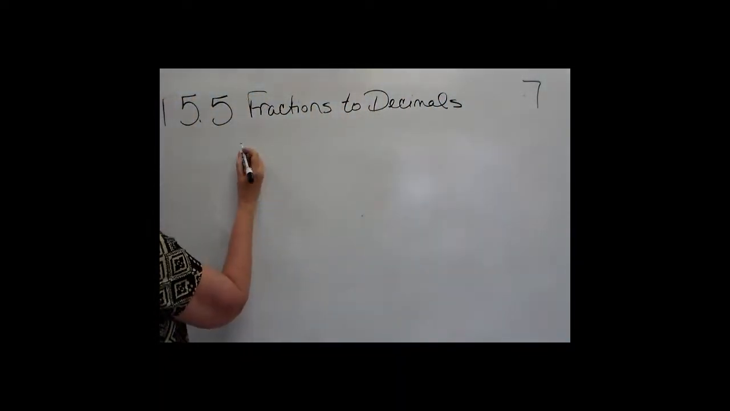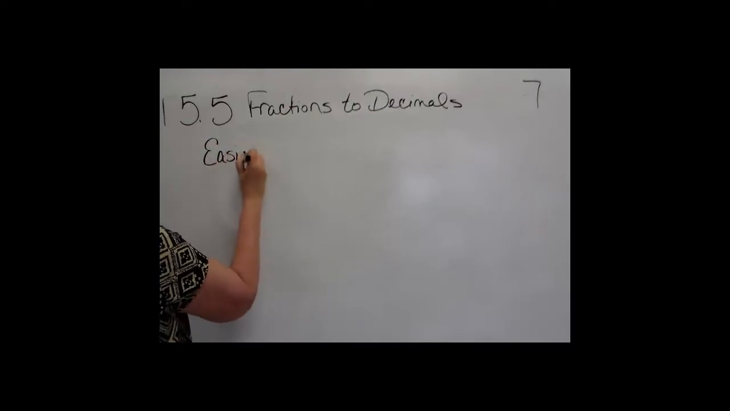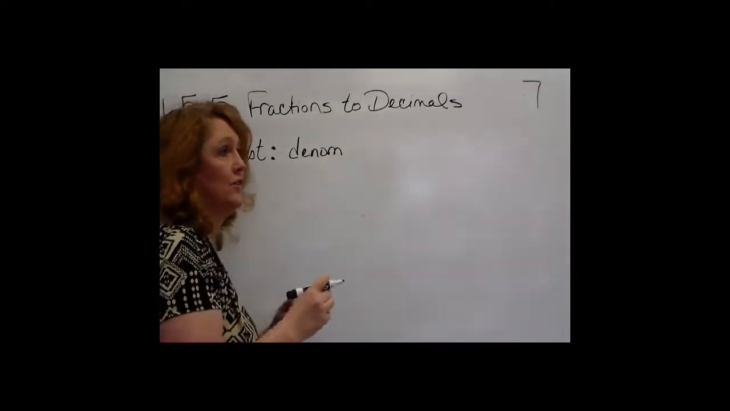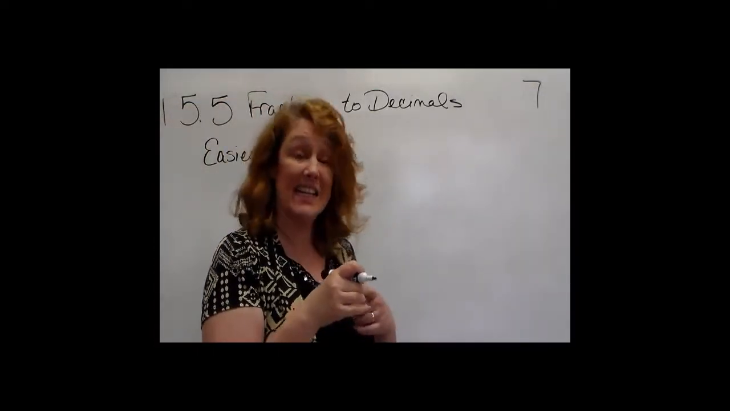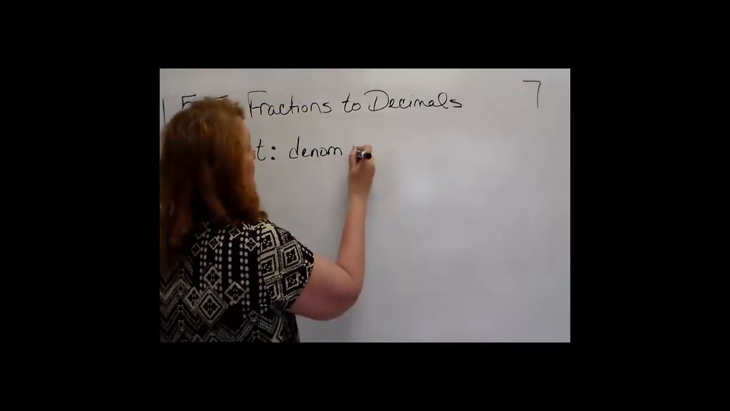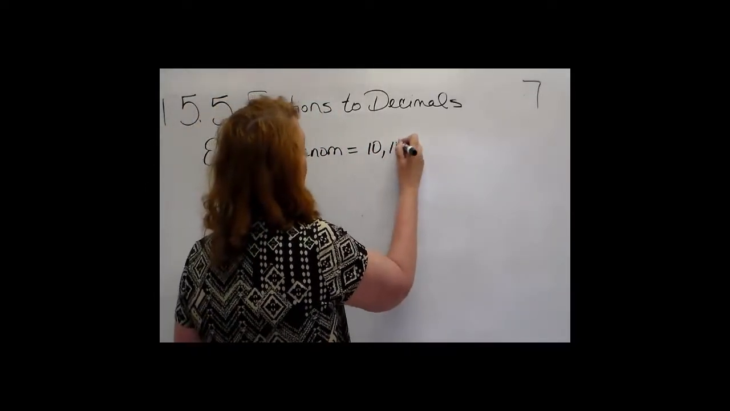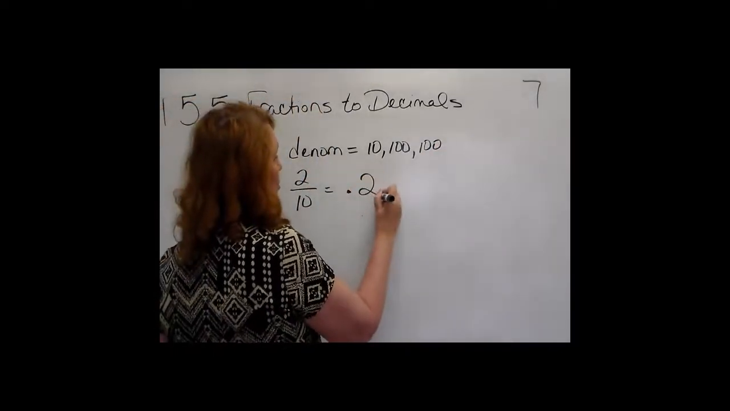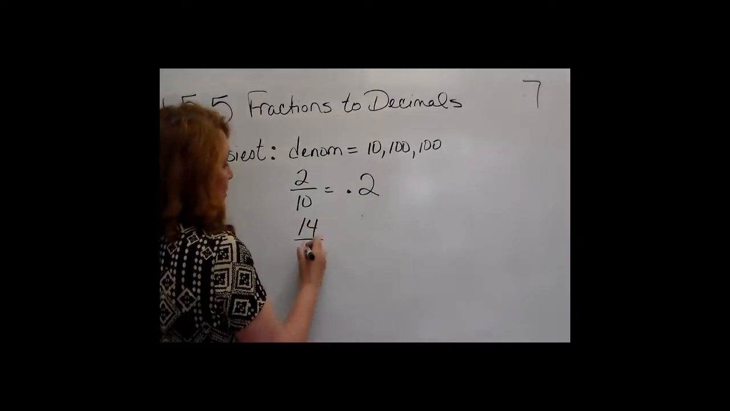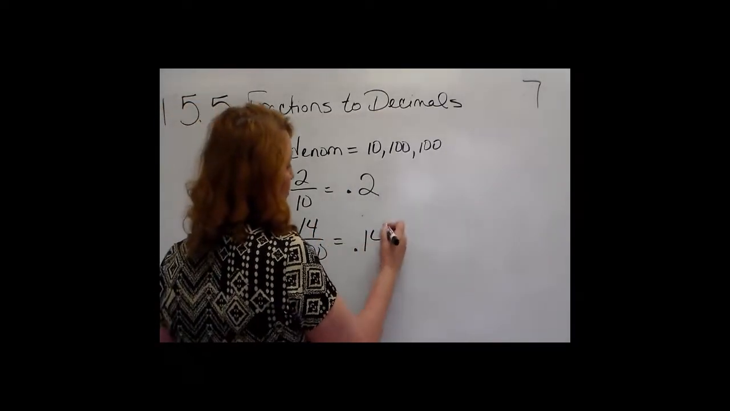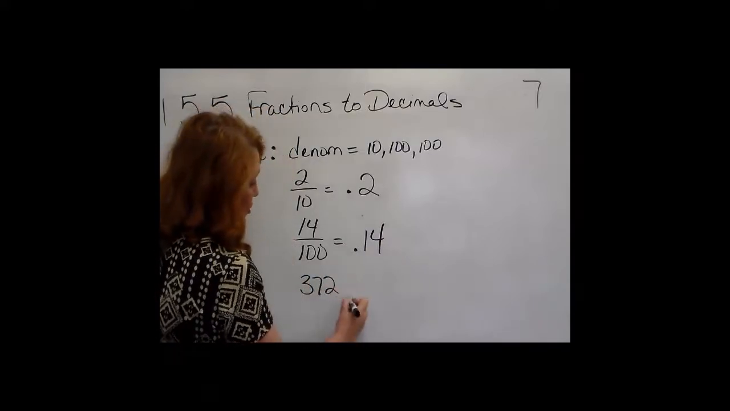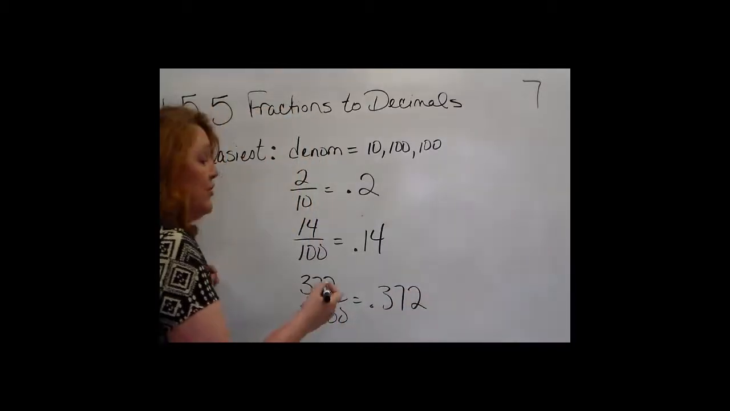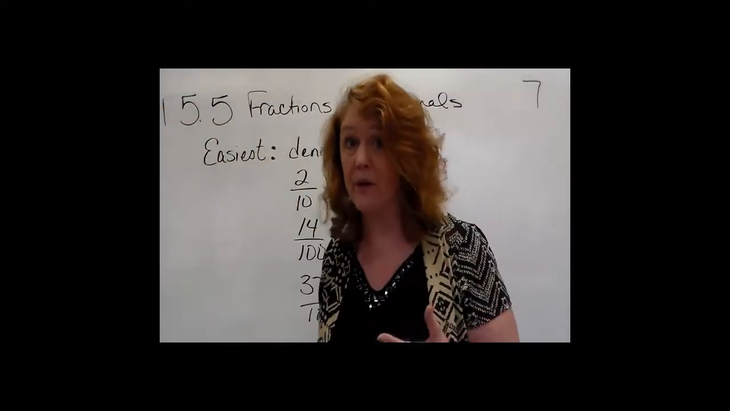When you're converting, it's easiest if your denominator is something that is easily 10, 100, or 1,000. Because 2 over 10 equals 0.2, and 14 over 100 equals 0.14, and 372 over 1,000 equals 0.372. And these are automatic conversions and they keep going like this.